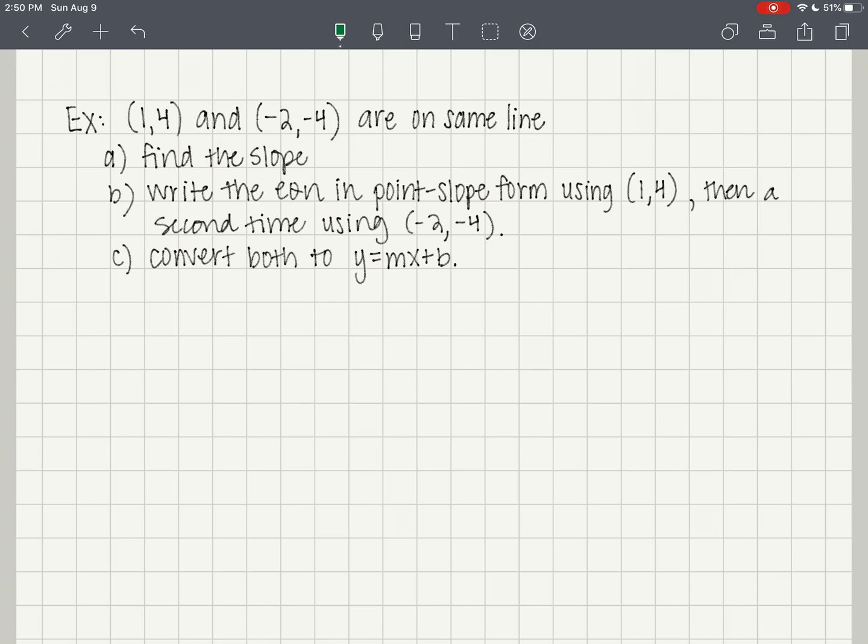So I can write an equation of that line. I can find the slope between 2 points. What is it that they want me to do? Well, they want us to do 3 different things. They want us to first find the slope. Then they want us to write the equation in point-slope form using 1 point, 1, 4. Then write another equation in point-slope form using the other point, -2, -4. Then they want us to take those equations and convert both to y equals mx plus b.